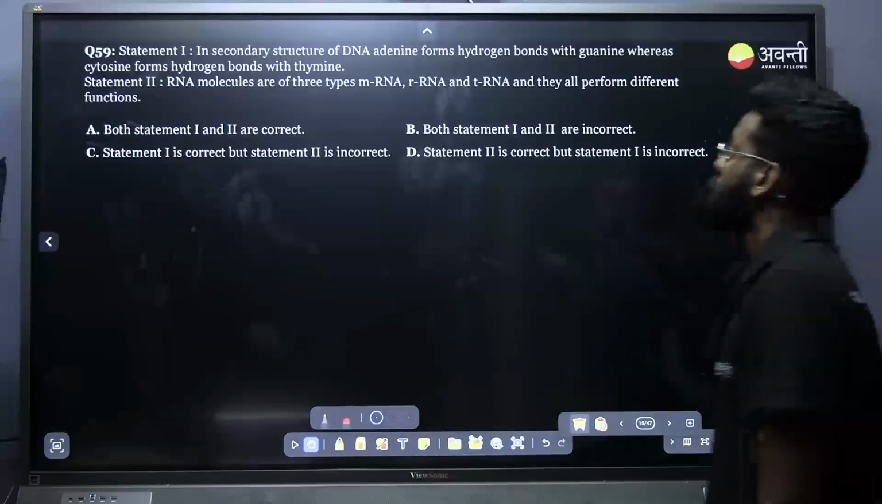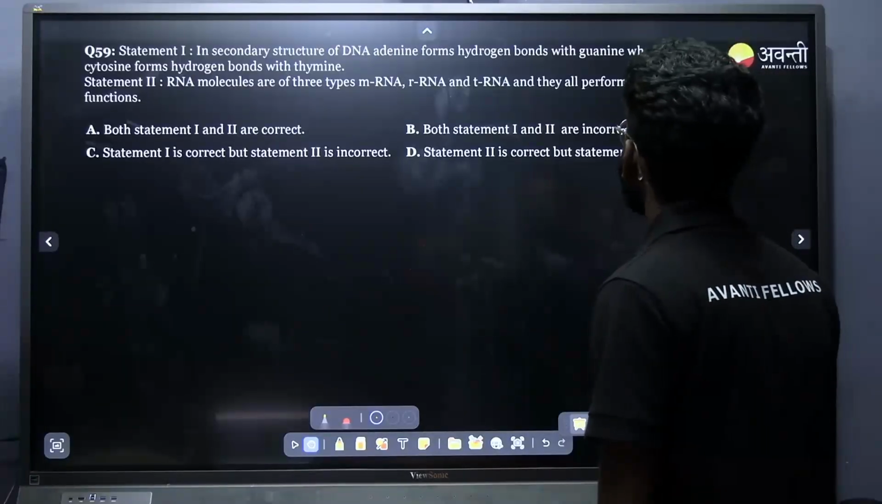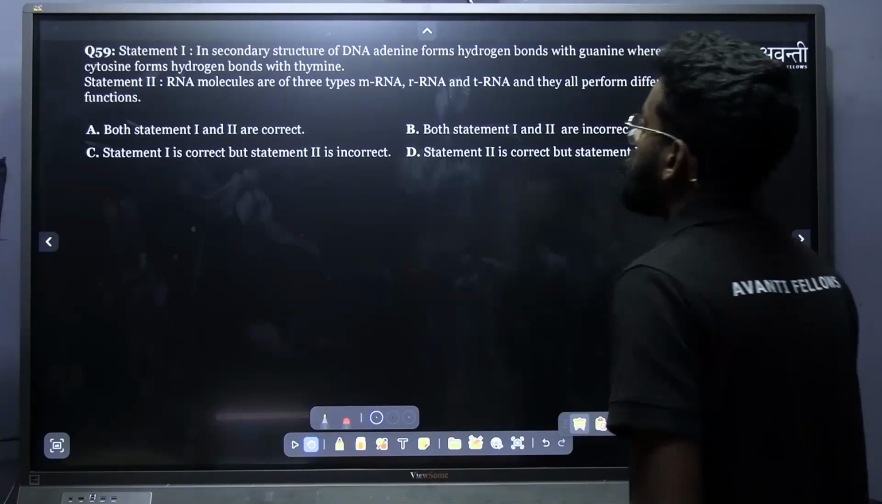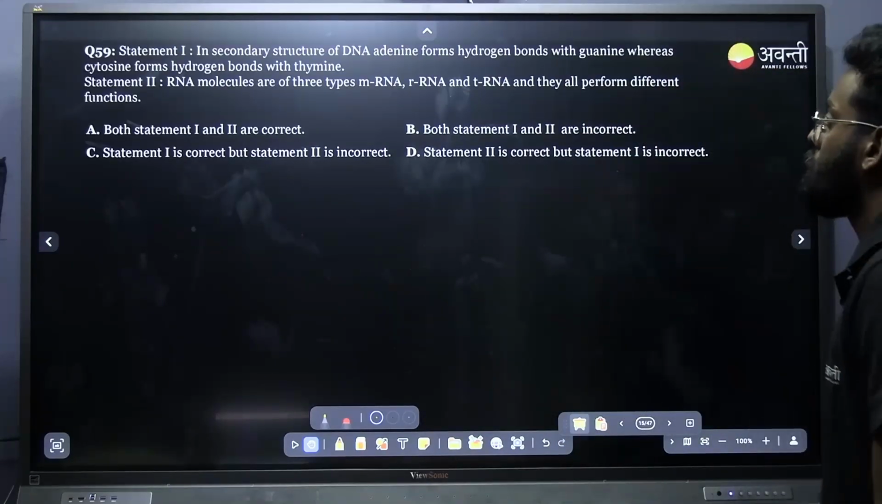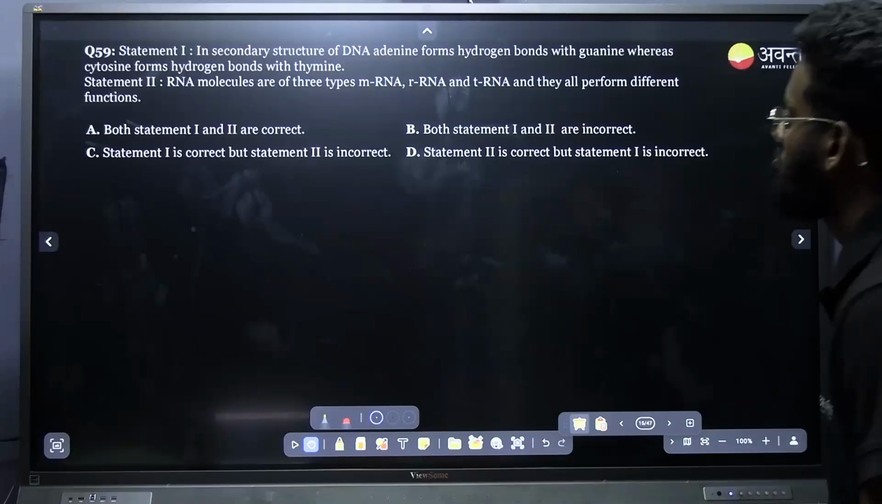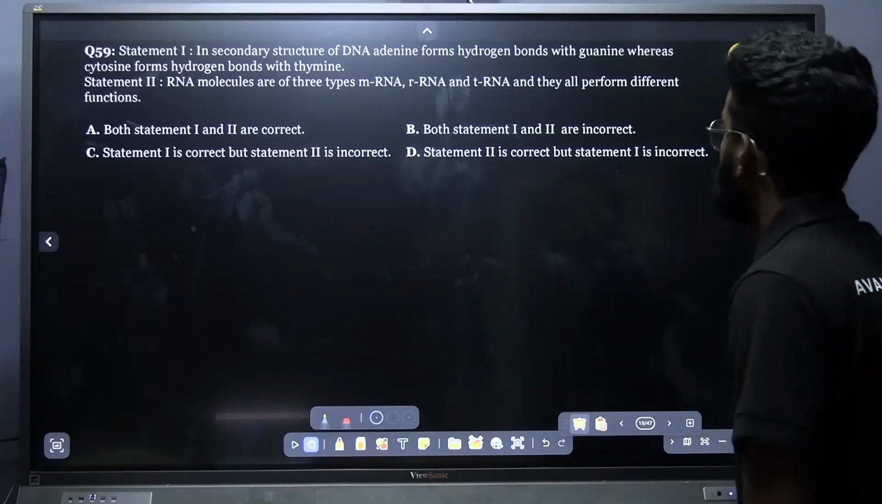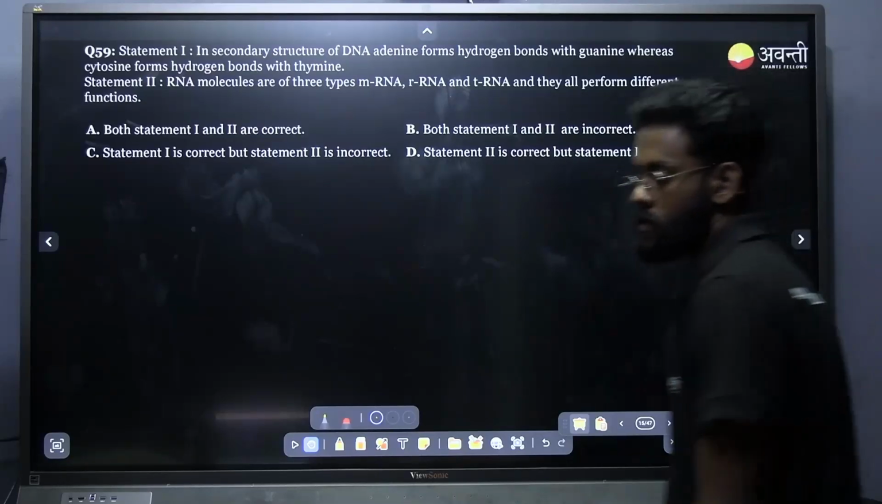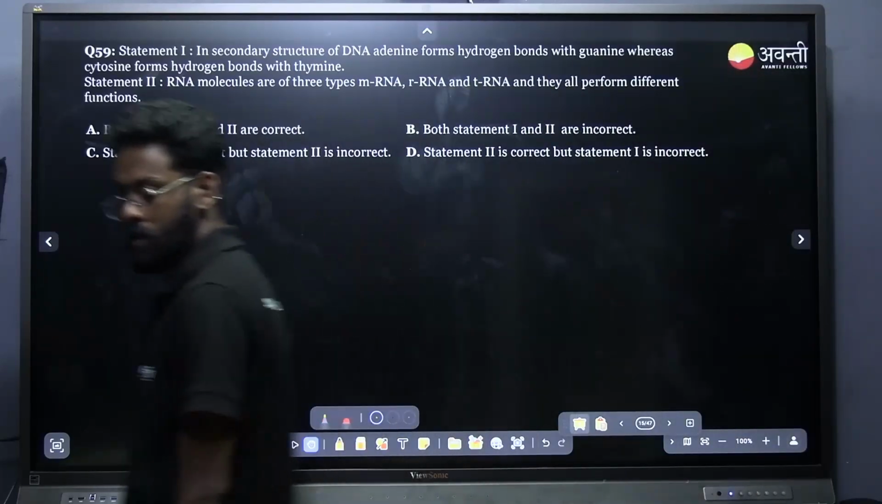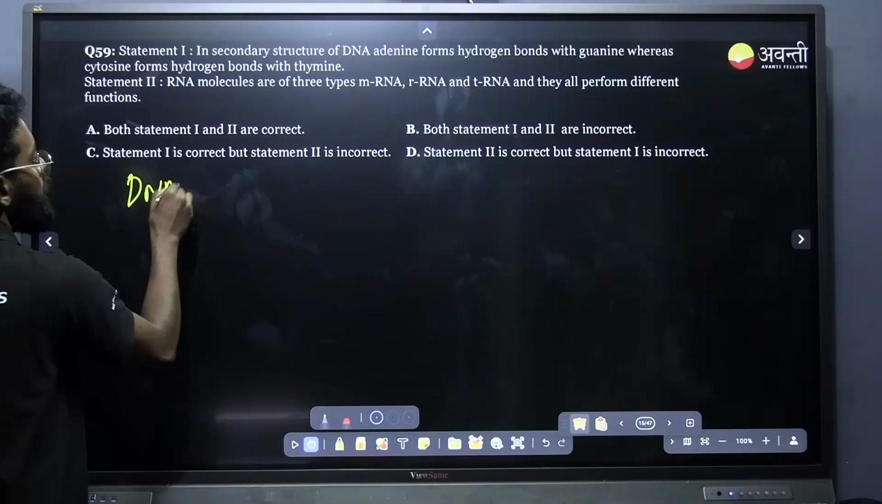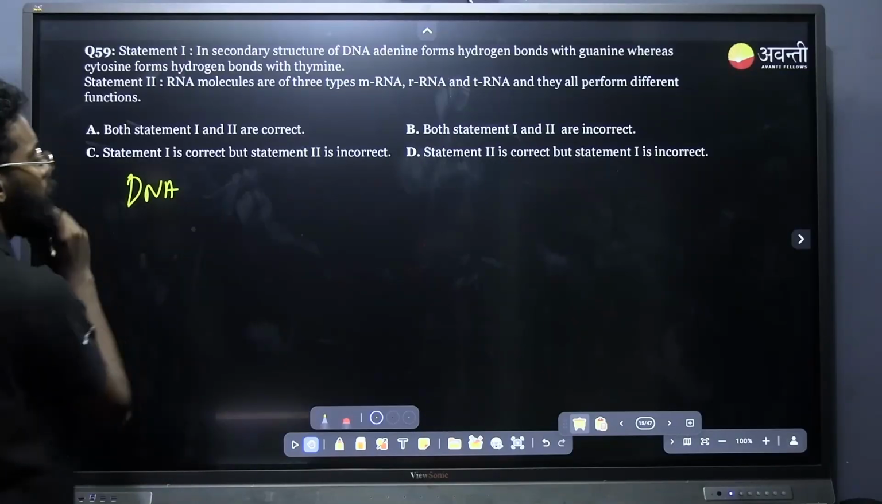In secondary structure of DNA, adenine forms hydrogen bonds with the guanine, whereas cytosine forms hydrogen bond with the thymine. Is it correct? RNA molecules are of three types: mRNA, rRNA and tRNA, and they all perform different function. What's the answer for this one? In DNA, adenine forms hydrogen bond with the guanine. Is it correct?